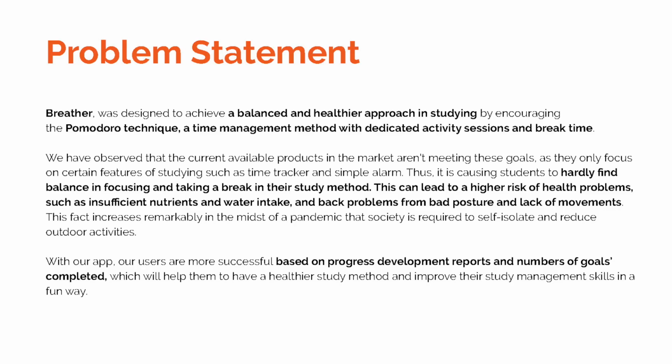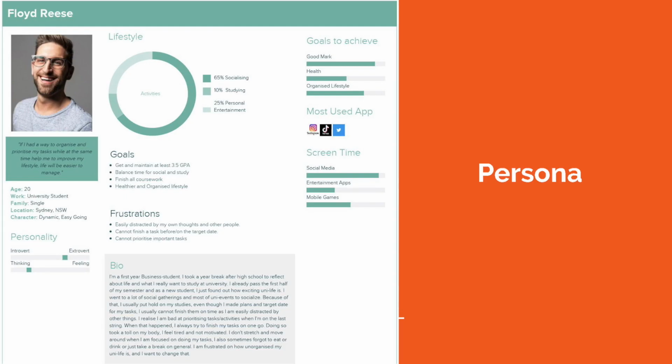Here is our updated problem statement. This is our updated persona. Floyd Rees is a first-year uni student. His lifestyle indicates how he spends day-to-day time. His frustrations are that he's easily distracted and cannot prioritize and finish tasks on the target date.